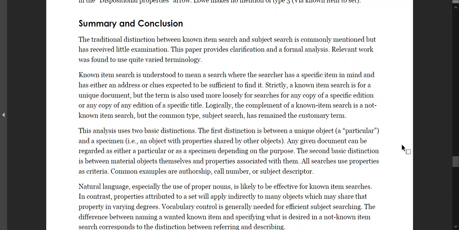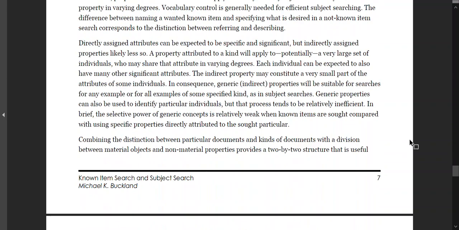All searches use properties as criteria. Common names are authorship, call number, or subject descriptor. Natural language, especially the use of proper nouns, is likely to be effective for known item searches. In contrast, properties attributed to a set will apply indirectly to many objects as may share that property in varying degrees. Vocabulary control is generally needed for efficient subject searching. The difference between naming a wanted known item and specifying what is desired in a not known item search corresponds to the distinction between referring and describing.